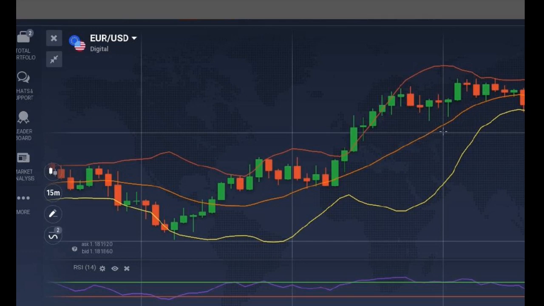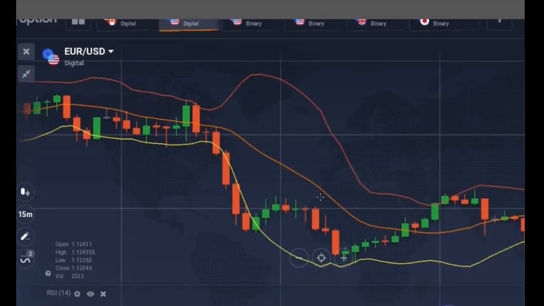Whenever you see an asset moving within the middle Bollinger band, never trade. Whenever you see an asset forming a squeeze, never trade. Whenever you see an asset with extremely high volatility, never trade. Okay, let's move on.